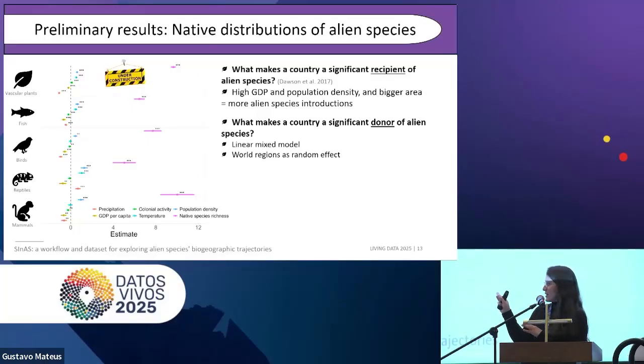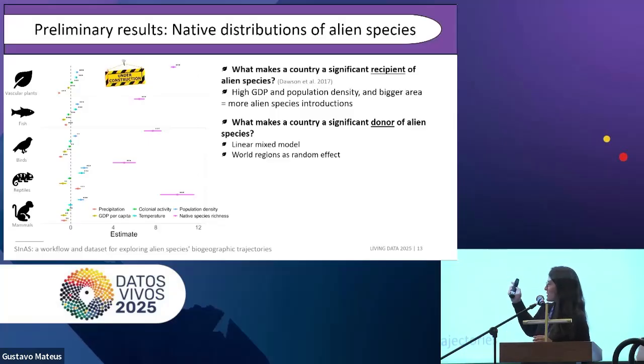So we look at different variables for our biggest taxonomic groups, or the taxonomic groups for which we have more information: vascular plants, fish, birds, reptiles, and mammals. And we look in this case at precipitation, colonial activity, population density, GDP, temperature, and native species richness. I don't want to stay super long on this because it's still, as I mentioned, a work in progress.